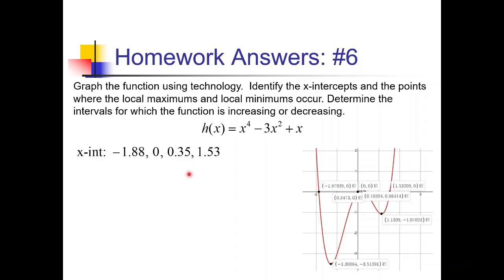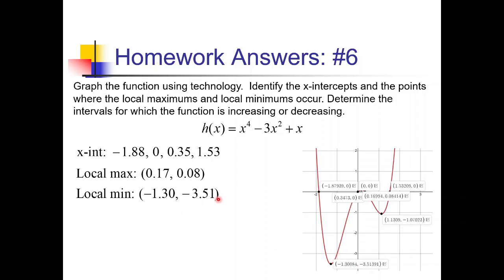Now for local maxes, here's our local max, 0.17, 0.08. For local mins, there's 2 of them. One of them's at negative 1.30, negative 3.51. And we have another local min over here at 1.13, negative 1.07.